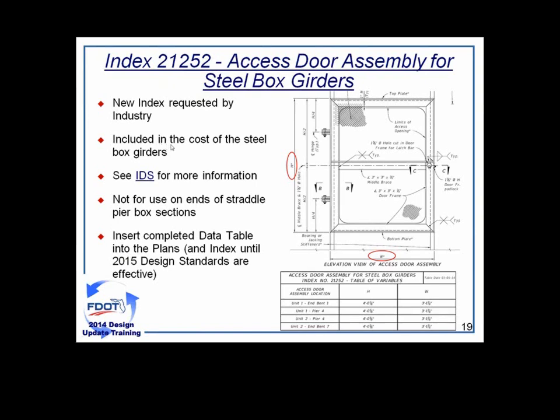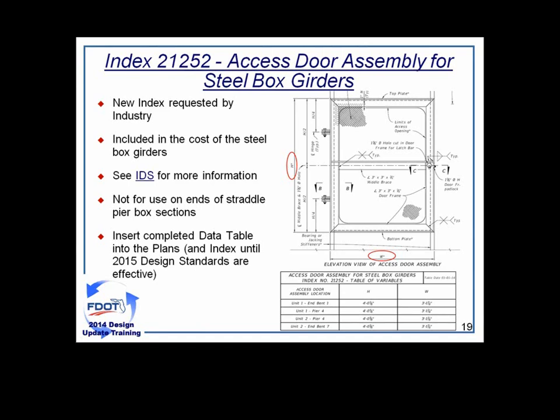As I stated before, it's included in the cost of the steel box girders. As always, see the IDS for more information. I just want to make a note here that this is not for use on the ends of straddle pier box sections. Straddle pier box sections are open to the elements environment, and we do not want those elements getting inside the box section. So this is meant for interior diaphragms, steel boxes, etc. The structures detailing manual has guidance on the straddle pier box section details.